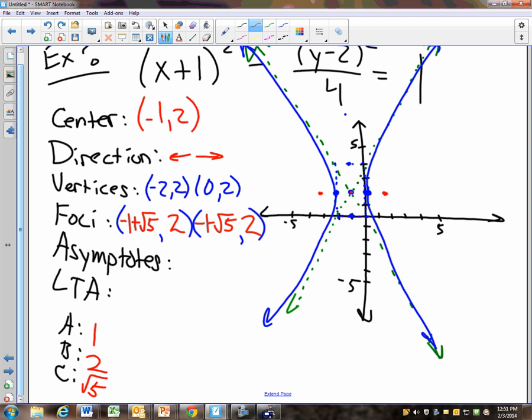Okay, length of transverse axis. What's the distance between the two vertices? Just 2 units. That's this segment right there. That's the length. And then the asymptotes, well, that's the last part we need to do. What's different about the asymptotes in this problem compared to all the other problems we've done so far? They don't pass through 0, 0. Well, one of them does.